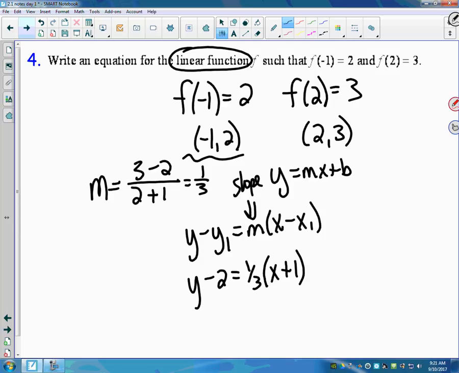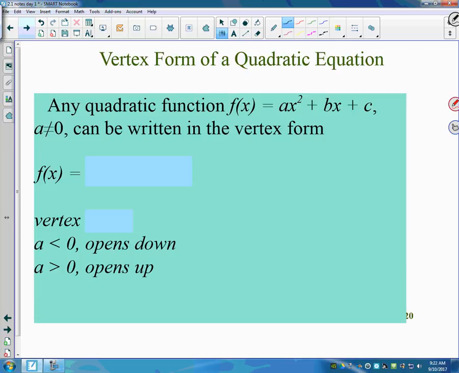It doesn't say it has to be in slope-intercept form. So also accepted here, what if you use this point? You could say y minus 3 equals 1/3 times x minus 2, because those are both ways to represent that problem. And what's really cool about this is if you put these in slope-intercept form, they both turn out the same way. So just know, point slope form saves you some time.